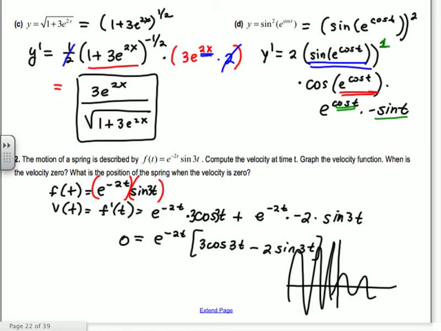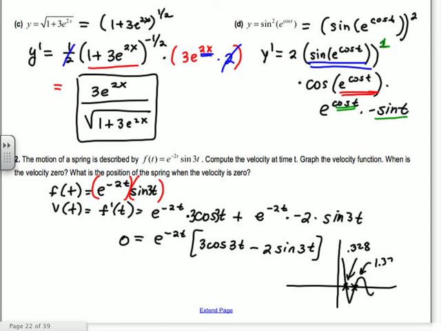Okay, you just want to find the first two places where it crosses. I got 0.328 and 1.375. So I think it comes down and then it goes back up or something. So find these places here. I got 0.328 and 1.375 when I solved algebraically.